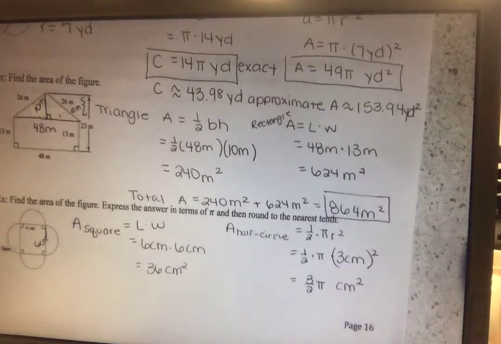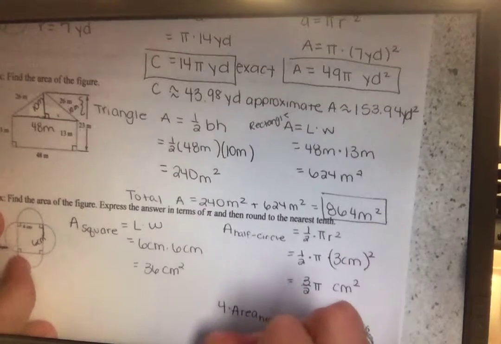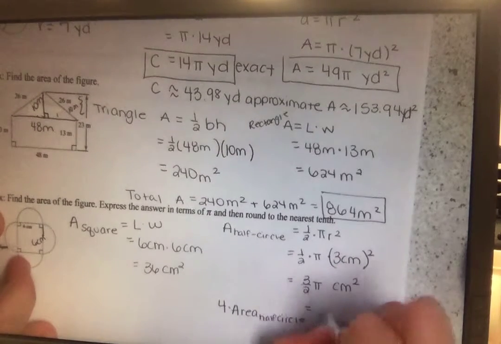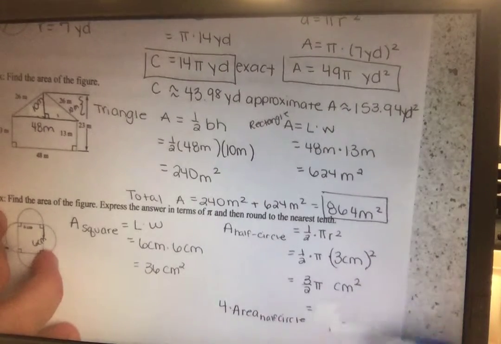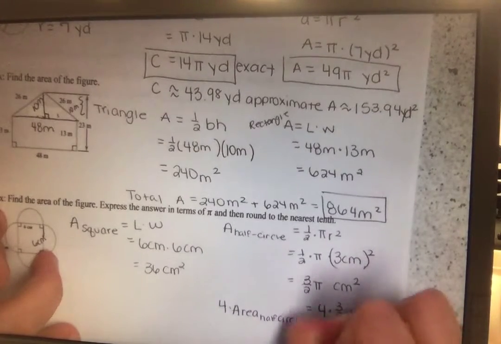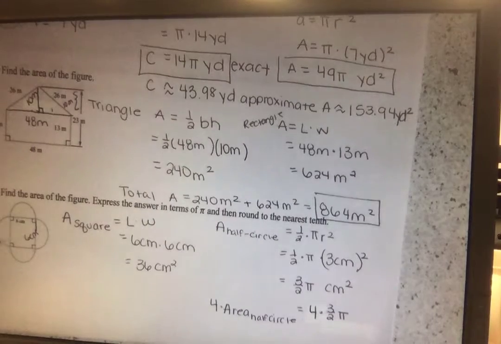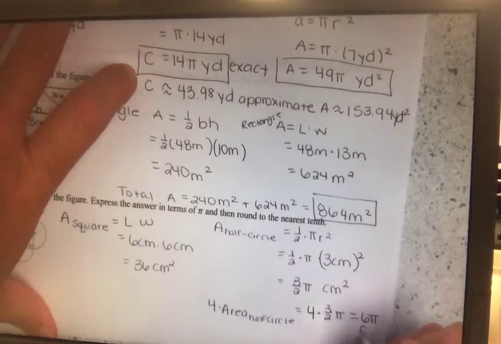I want to leave it like that because it says leave it exact, so we want to leave it in terms of pi and in terms of a fraction. So this is our area of a half circle. If you notice, we have 1, 2, 3, 4 half circles. So we have 4 half circles, so we're going to multiply this number times 4. So 4 times 3/2 pi, which will give us 6 pi centimeters squared.